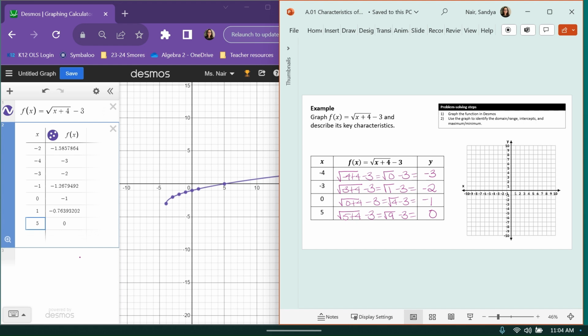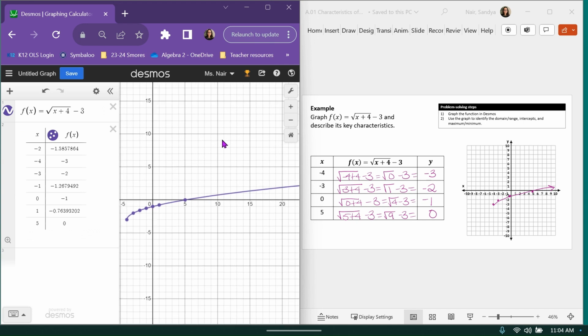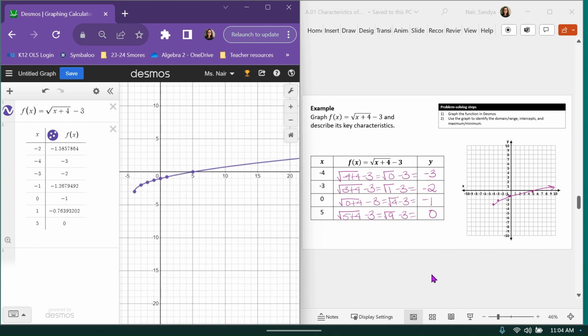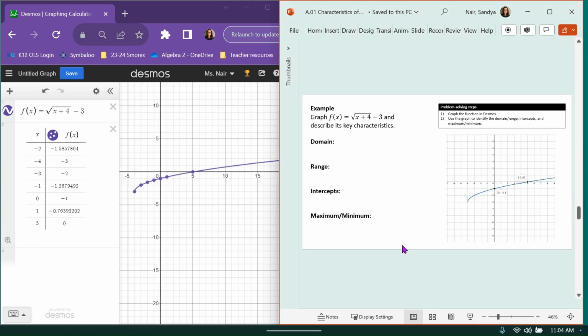So now we can go ahead and plot these points over here. So we have -4, -3, -3, -2, 0, -1, and 5, 0. So if we connect these points, we can now form the graph of our square root function, right? So notice that it does look like the graph that we have in Desmos. So now let's think about the key characteristics of this function.